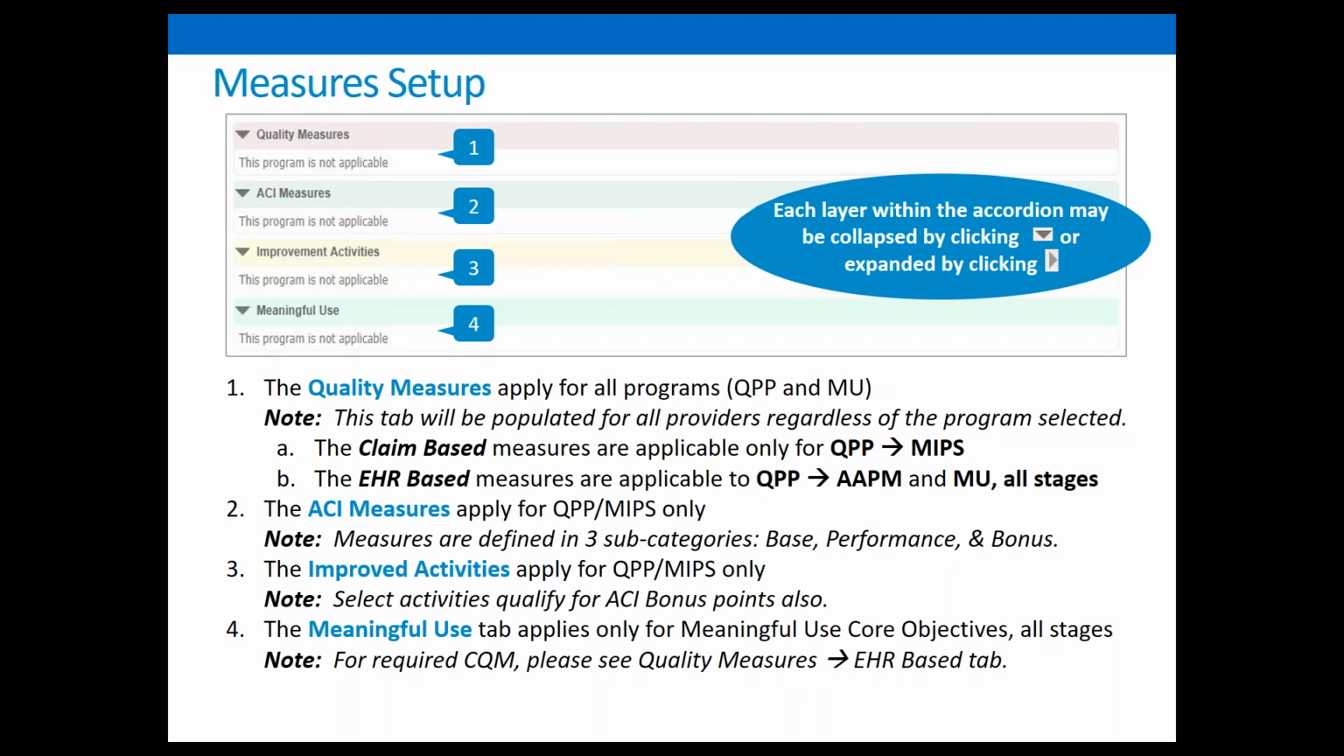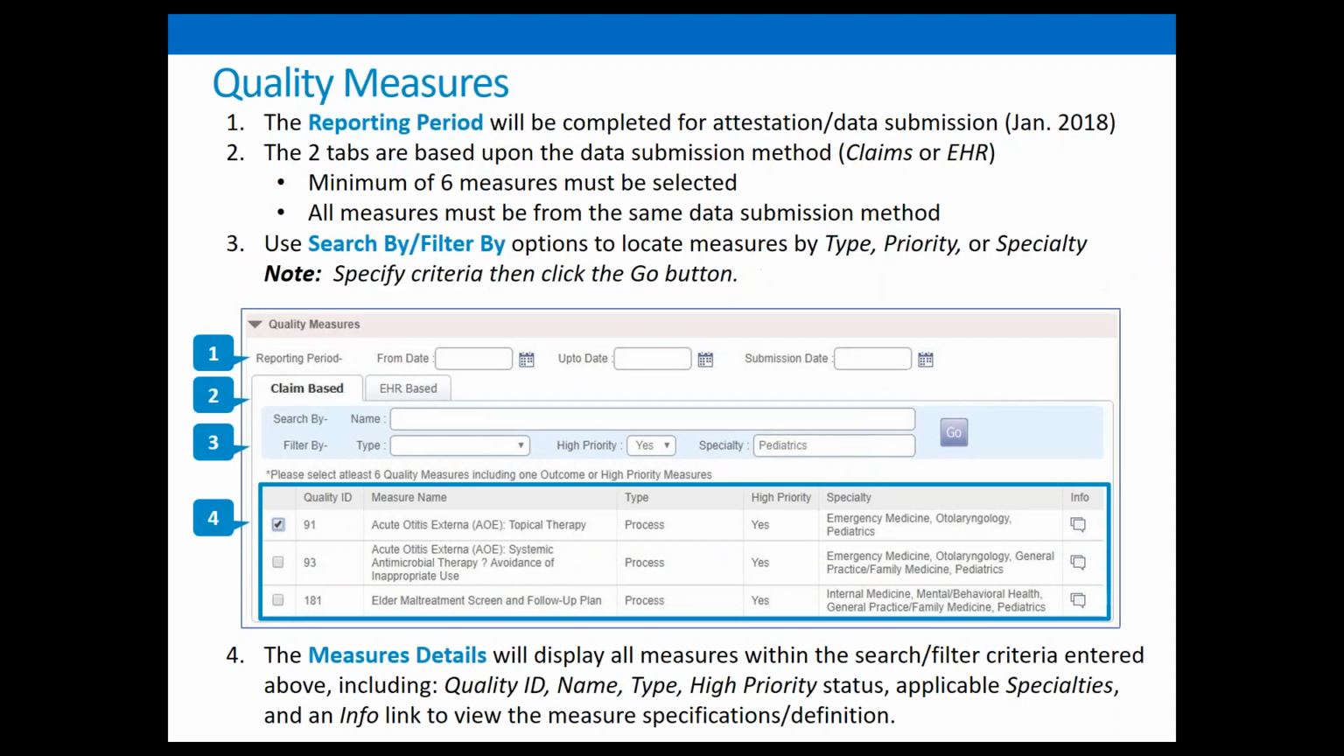So now we're going to look at how you choose the individual measures within each of those bands. So first of all, with the quality measure tab, the first option at the top of each of these layers, and this is going to be applicable to all 4 of them, when you expand that tier in the accordion, there's a reporting period, and you have a from date, an up to date, and a submission date. These are not mandatory right now during setup.